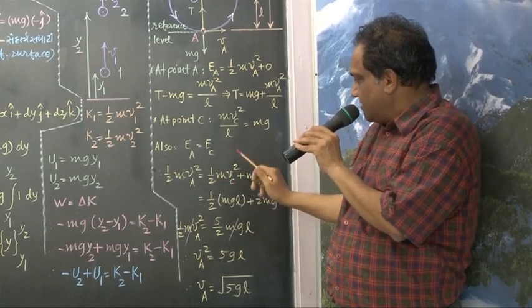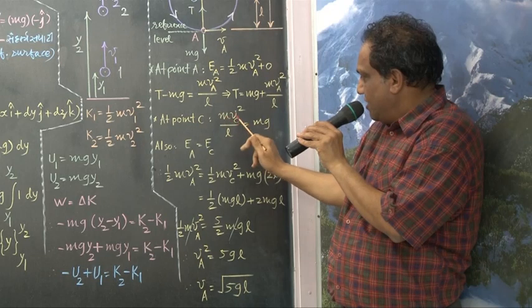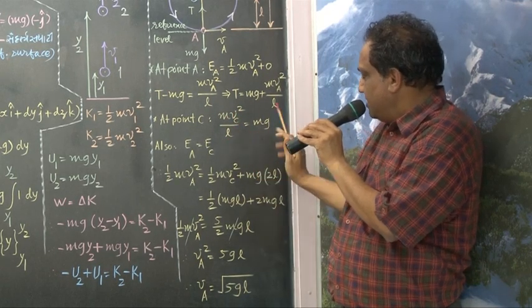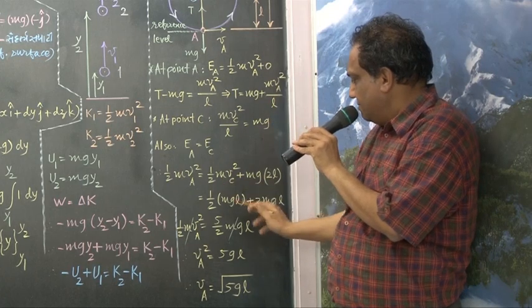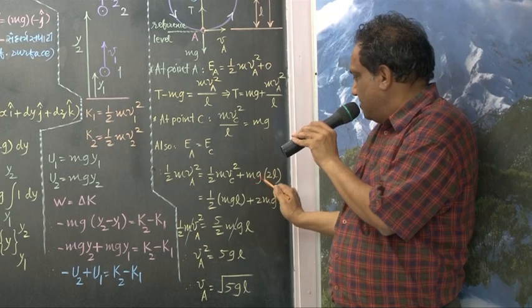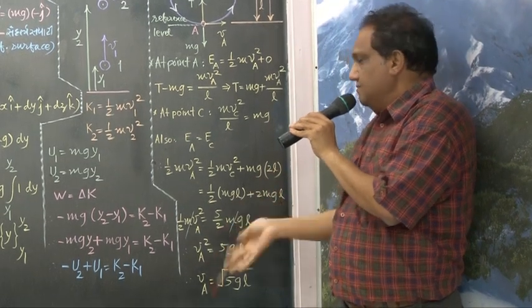Now this 1 by 2 as it is. Find out m vc square from here. Transfer this. m vc square will be mgl. Now this is 2mgl.